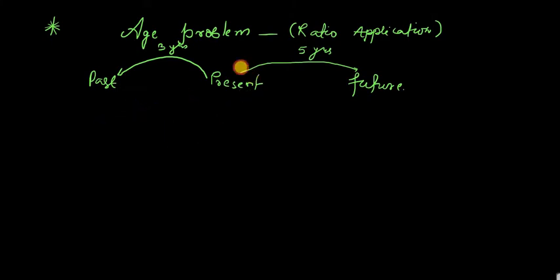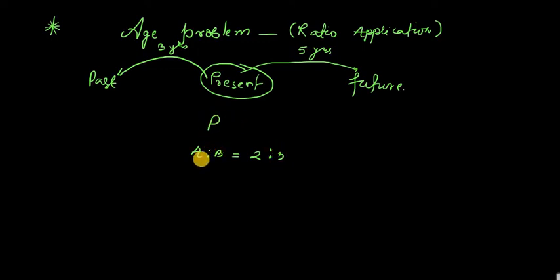The present is the reference point. Question dong, the reference point. For example, the ratio of the present ages of A and B is, let's say, 2:3.